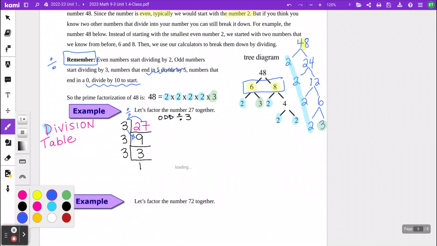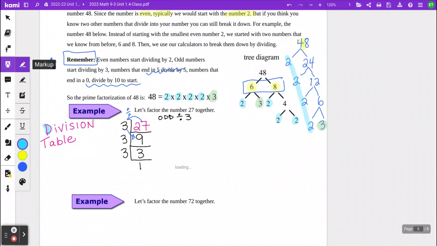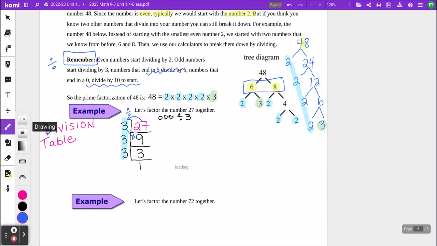Now, when you do it this way, your prime numbers are all going to be on the left-hand side. So my prime numbers are the 3, 3, and 3. So if I were to do this like this, here are my list of prime numbers. And I'm going to show you how to do it again with a tree chart.